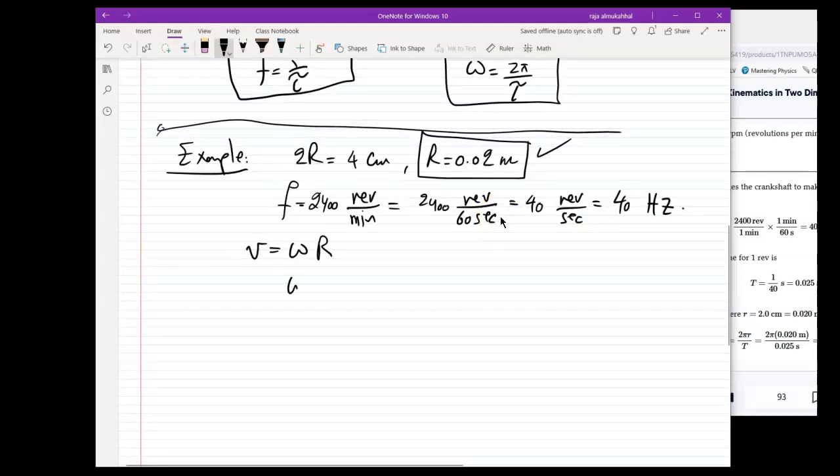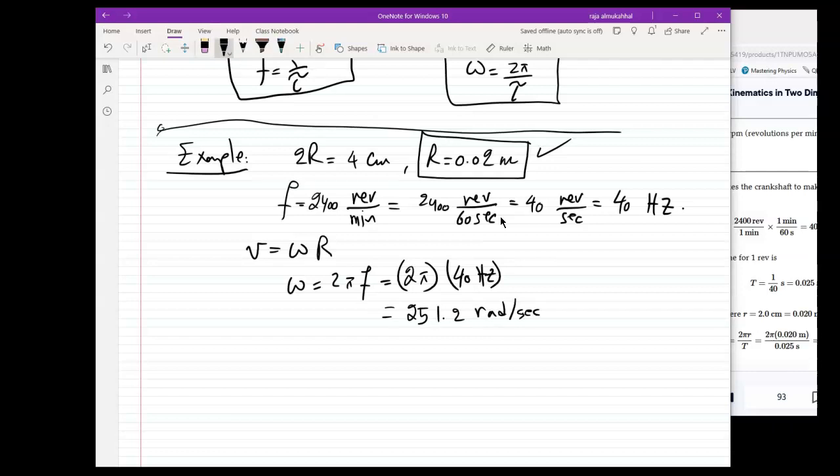So here omega is 2 pi f. That will be 2 pi times f, which is 40 hertz, right? And I just want to get a number out of that. So that will be 40 times 6.28. The answer is 251.2 radians per second. Okay.